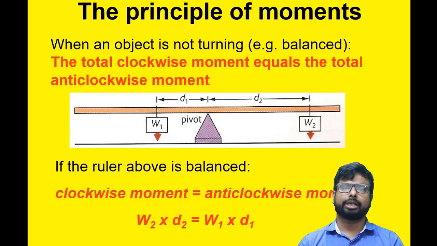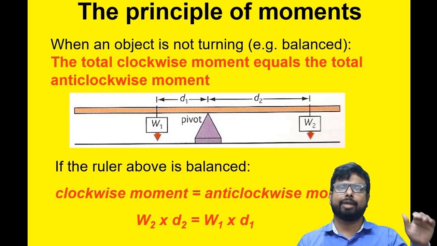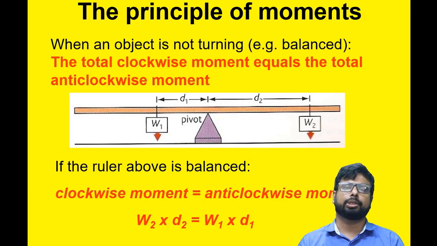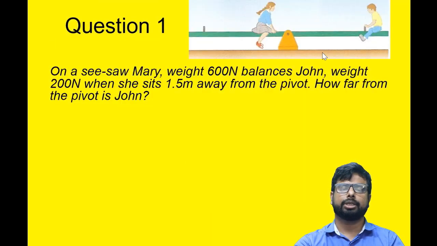Here, look at the diagram. On the right side of the pivot, there is a weight W2 which acts downwards, so it produces a clockwise moment about the pivot. So the clockwise moment will be W2 times D2. On the left side of the pivot, the load force W1 acts downwards. So the weight of the load is W1, it acts downwards, and it produces an anti-clockwise moment. So the anti-clockwise moment will be W1 times D1.